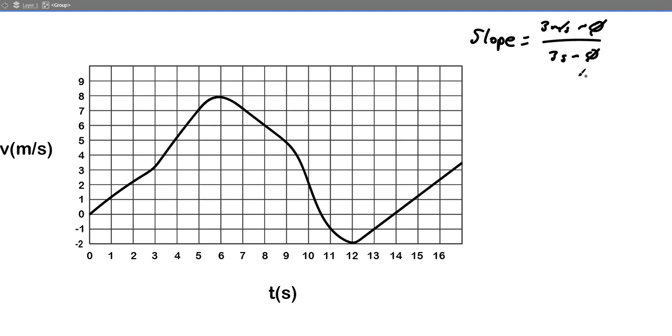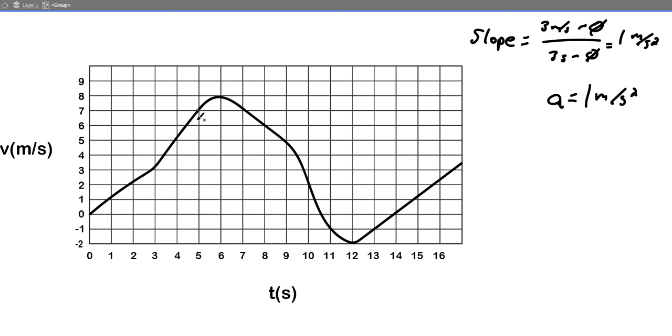So 3 minus 0 is 3, divided by 3. We got 1, and our units now are meters per second squared. So our slope is 1, and our acceleration is also 1. So here our acceleration matches our slope.